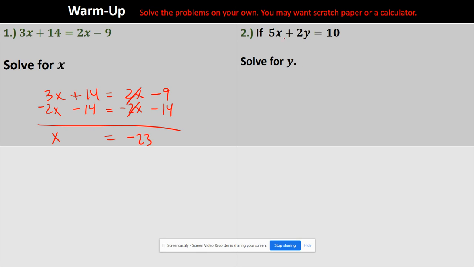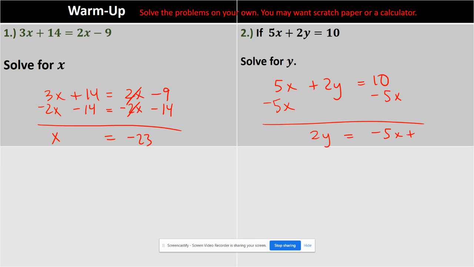Okay, and then this one, again, we're using inverse operations. So if we want to solve this for y, we have to move the 5x over to the other side by using the inverse operation. Then we still have 2y equals negative 5x plus 10. And now what's the inverse of multiplication is division. So we divide by 2. And then we simplify. Negative 5 over 2 times x plus 10 over 2, which is 5.